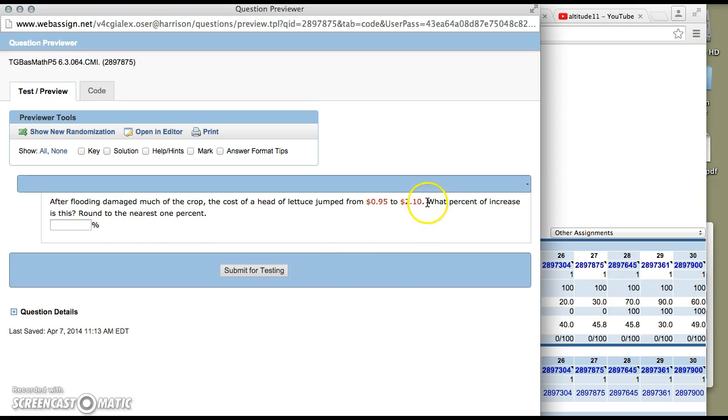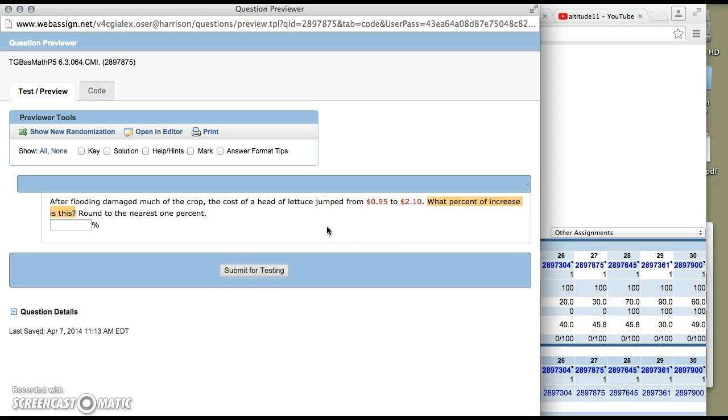So once again, it's a word problem, so let's find that question to see what our answer is going to represent. And here's that question. It says, what percent of increase is this? All right, so we need to figure out by what percent did our price increase, right? We went from initially paying 95 cents for a head of lettuce, but after we had some floods that damaged the crop, we now have to pay $2.10 for a head of lettuce. That's quite a big increase. Let's figure out what percent increase this is.